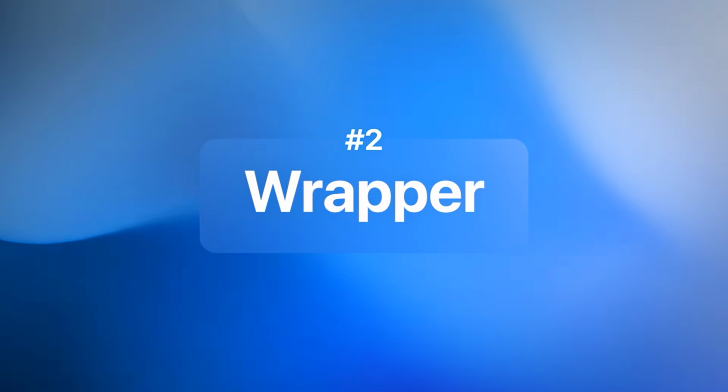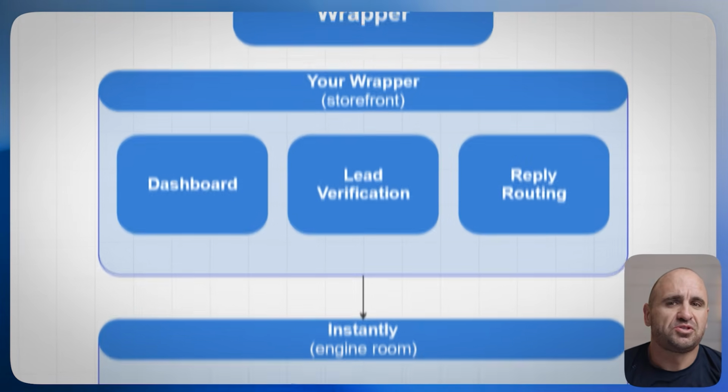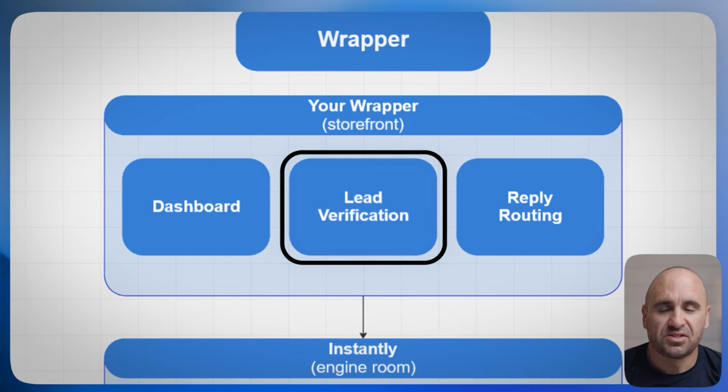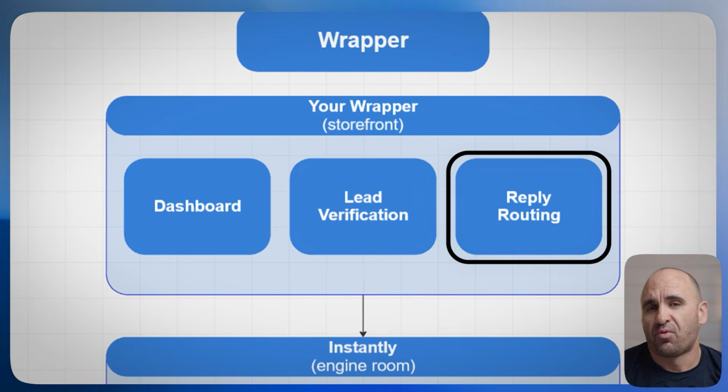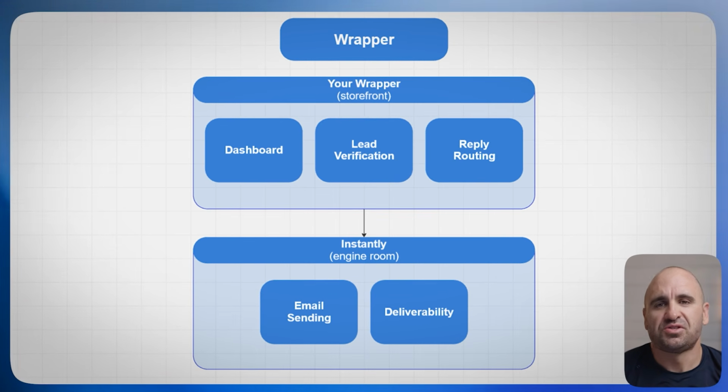Second, a wrapper. This is just your own tool sitting on top of Instantly. An example is you can keep Instantly for sending and deliverability. You build a small dashboard that only your clients see, a system that verifies leads, then starts a campaign, or a bot that routes replies into Slack. Instantly is still in the engine room. Your wrapper is the storefront.